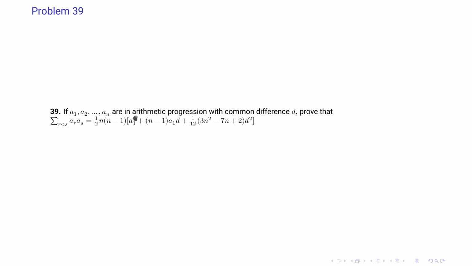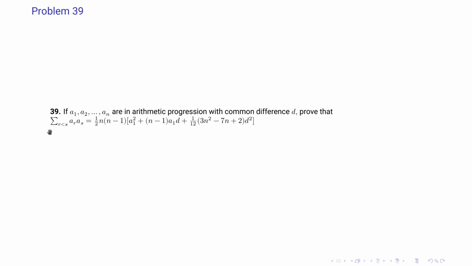If A1, A2, ..., An are in arithmetic progression with common difference D, prove that the sum of ArAs, where r is less than s, is equal to 1 by 2 n into (n minus 1) into A1 whole square plus (n minus 1) into A1D plus 1 by 12 into (3n square minus 7n plus 2) into D square. Now here, if you vary R from 1 to n, S would vary from 2 to n, because we are taking two of the terms together.